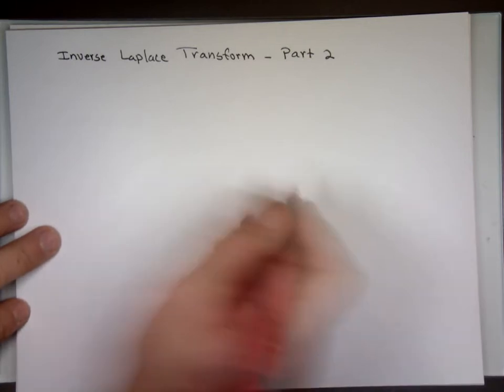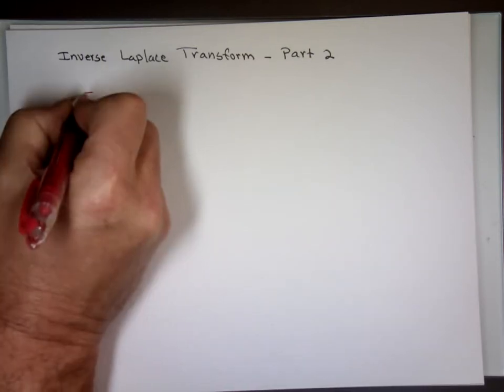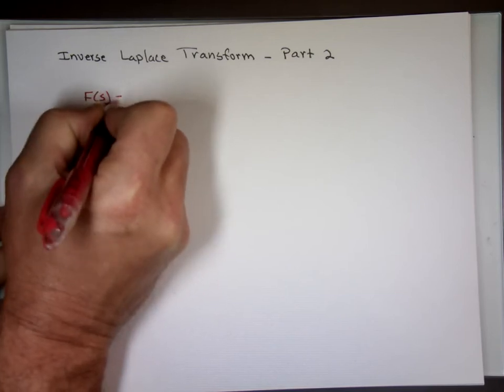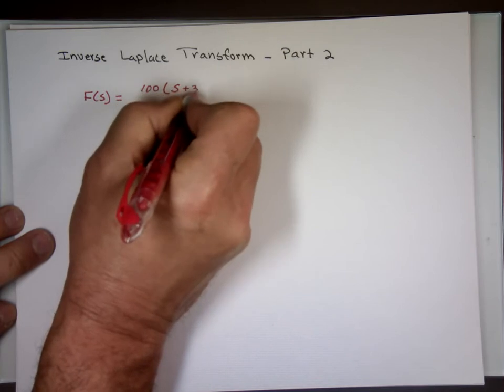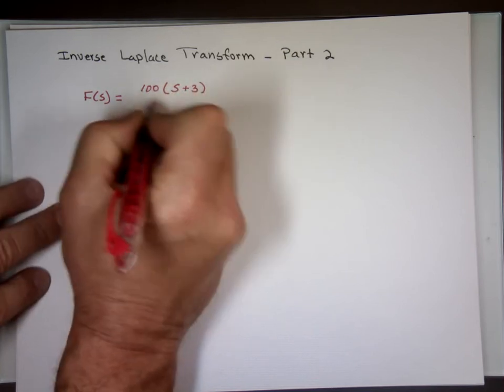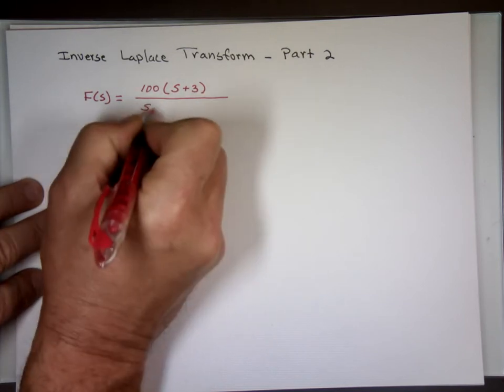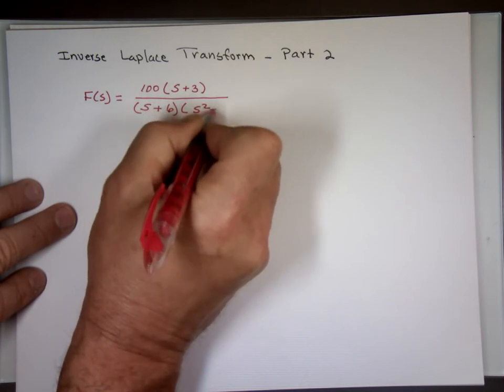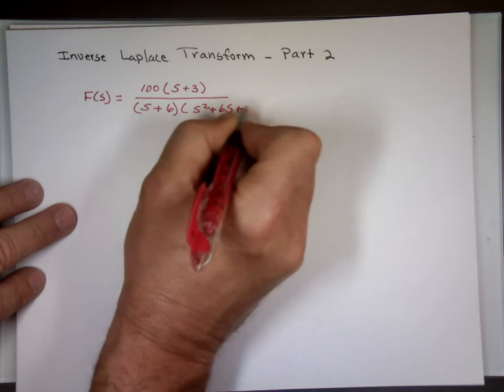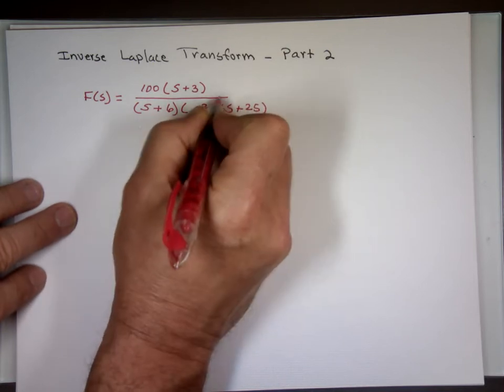Then I put an equation. Let's take this one, I'll go directly to an example. F of S equals 100 times S plus 3 over S plus 6 times S squared plus 6S plus 25. I think that's the example we did at the end of that video.